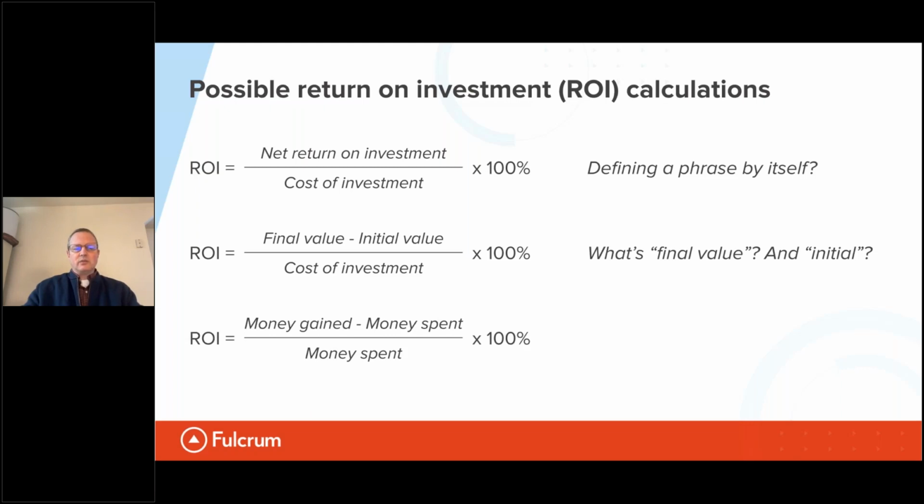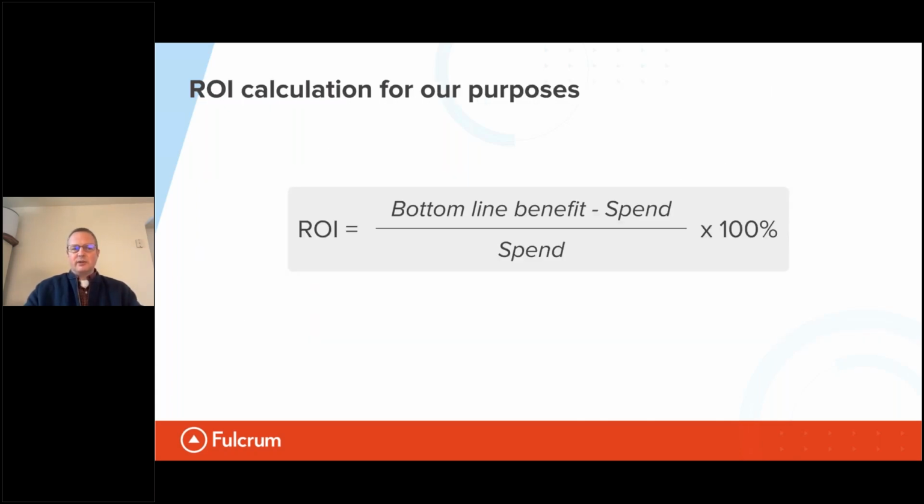We get a little closer when we see something like money gained minus money spent over the money you spent. That's actually much, much closer to it. But I don't love the idea about gaining money. What do we mean by that more precisely? So here's the definition that I'm going to use, and I recommend you use something similar to it.